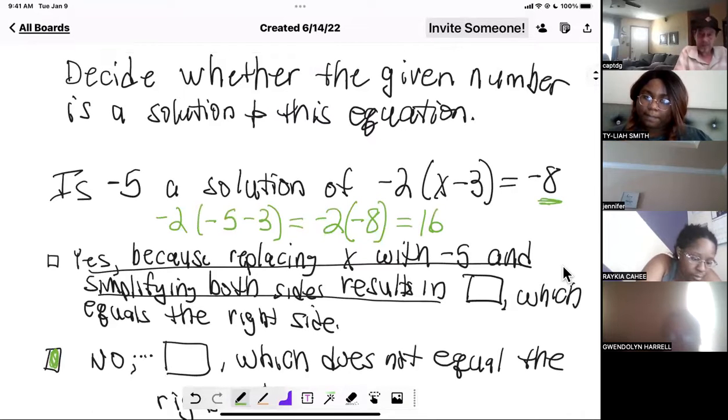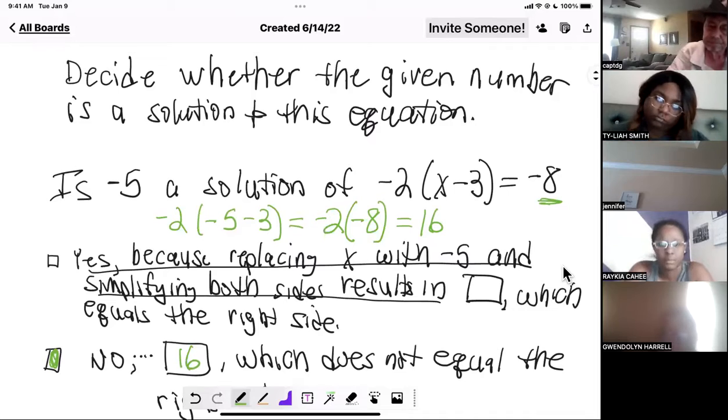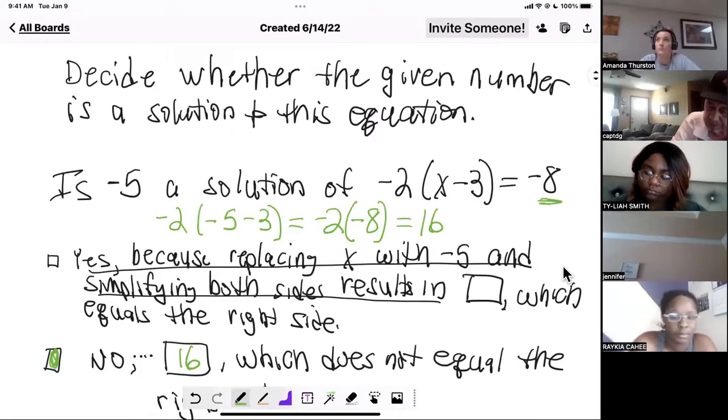Because replacing x with -5 and simplifying both sides results in 16, which does not equal the right side. We got 16, it doesn't equal -8. If it was -8, you would put yes, because replacing x with -5 and simplifying both sides results in -8, which equals the right side. So that's what it's asking.